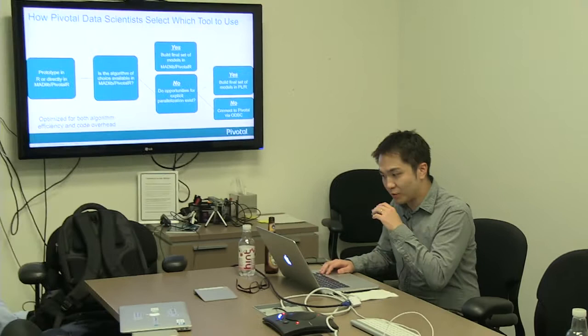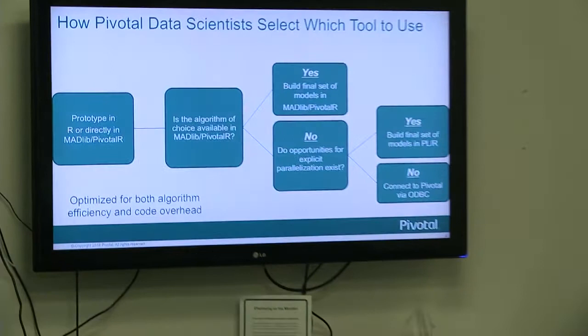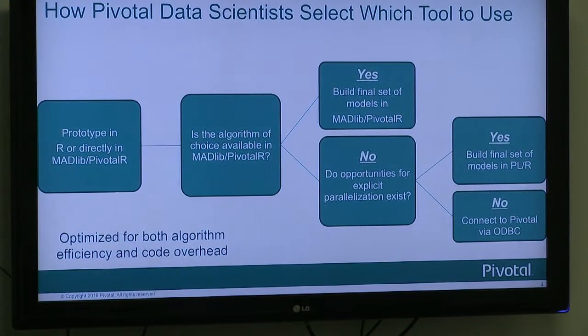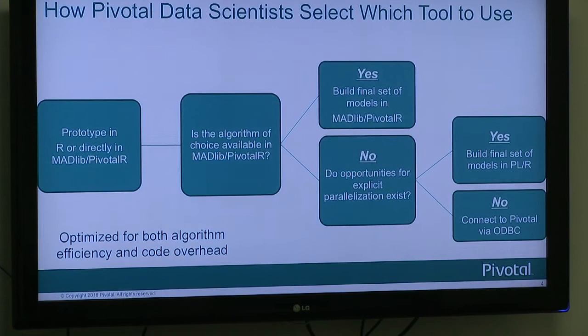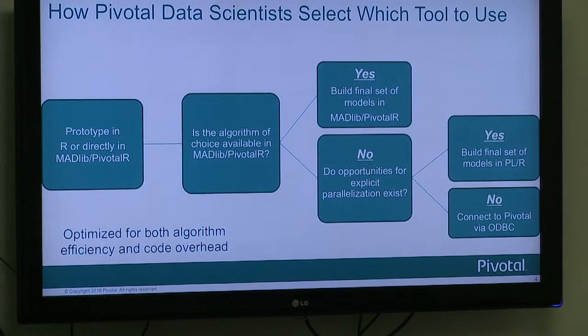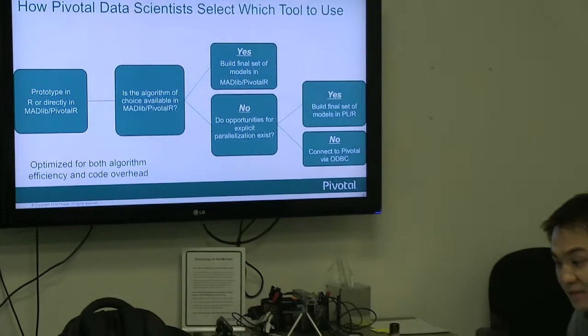Now, there are a lot of tools out there. Some of the tools that I've listed previously, including Madlib, MLlib, and H2O, are out there for doing just this, so data analysis on large data sets. And oftentimes, it's a bit of a challenge to understand when to use what tool. So this is a mind map, if you will, of how a data scientist here at Pivotal would select which tool to use.